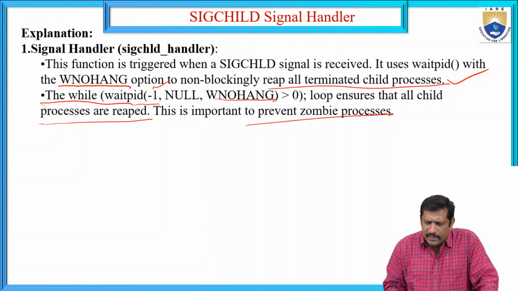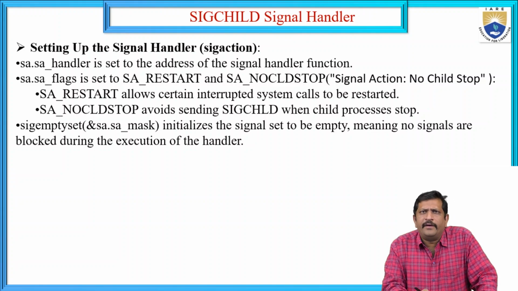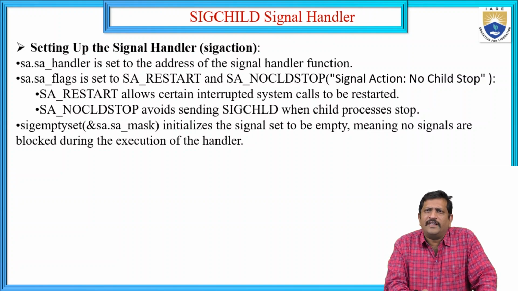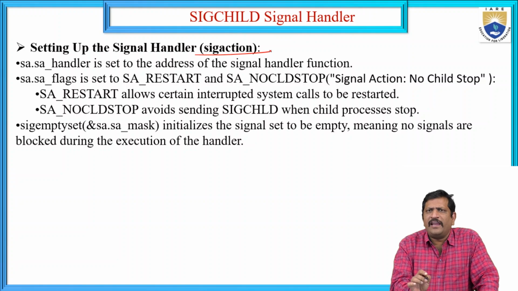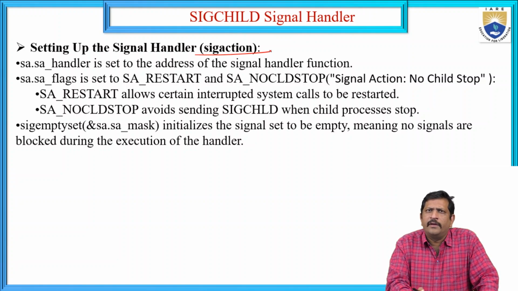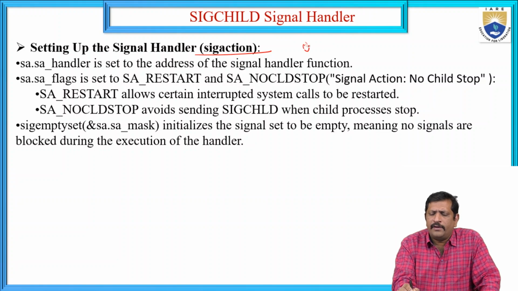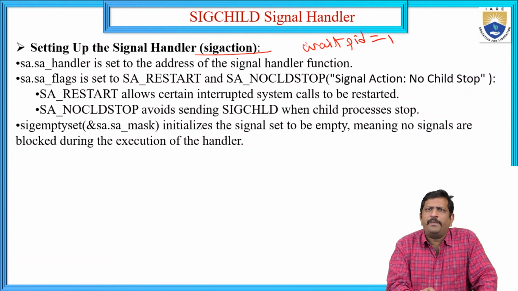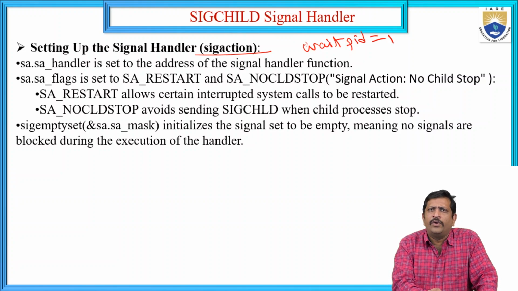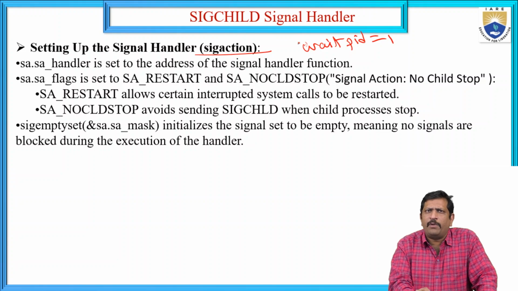Here this is about the signal handler and setting up the signal handler. That is sigaction, the signal action. How are we going to set it? When we are setting the signal action, whenever waitpid equals 1, now we can set the signal action and perform the other process.